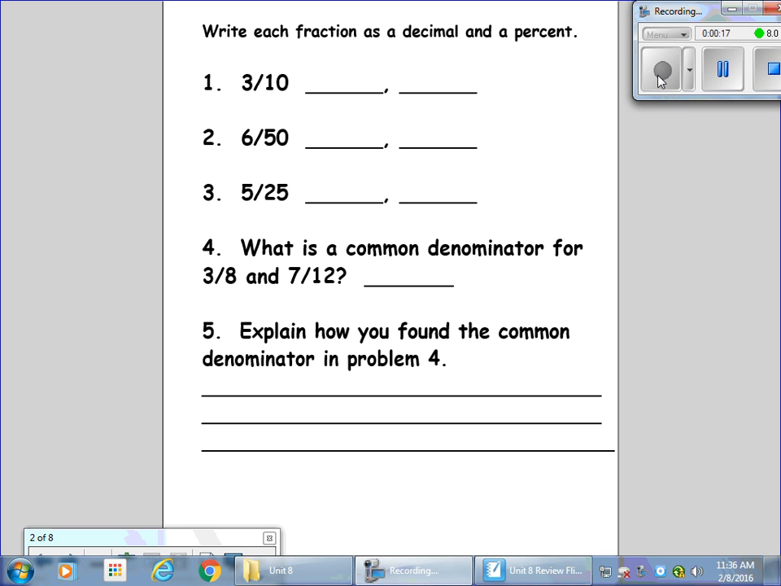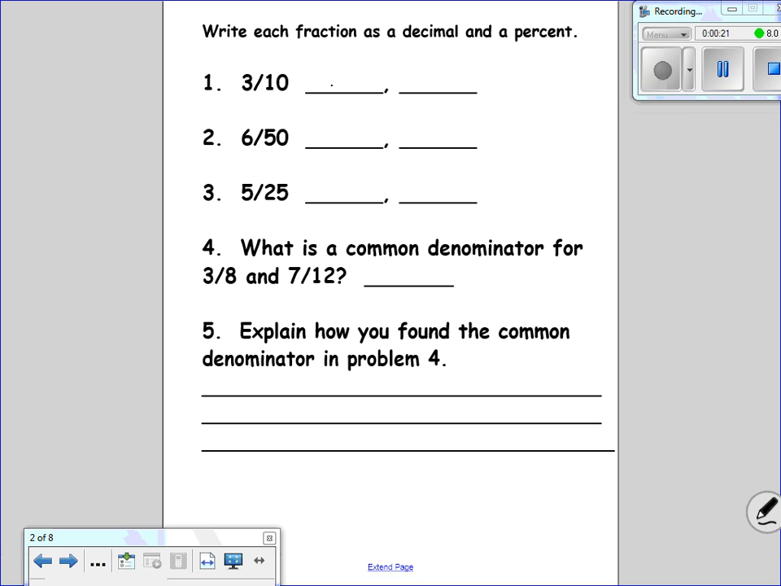Let's get going here. We have 3/10 here. What is that as a decimal? That's pretty easy. It's 0.3, right? It's already written as 3/10. How do we write this as a percent? If I just add a 0 here to be 0.30, my percent would be 30%.